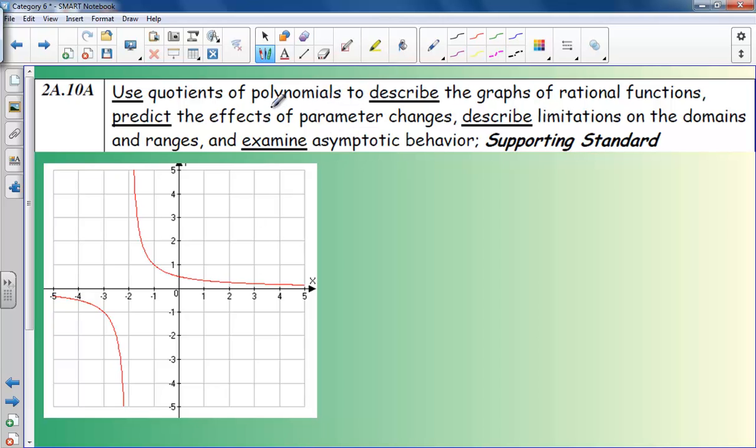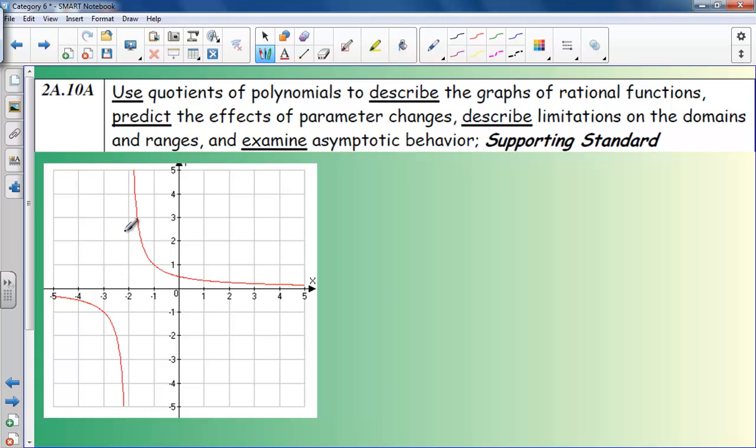So basically we're talking about fractions here, where we have variables in the denominator, to describe graphs of rational functions, predict effects of parameter changes a, h, k, describe limitations on domains and ranges, and look at asymptotic behavior. So the real basics here: if I have a graph, I want to be able to write an equation.